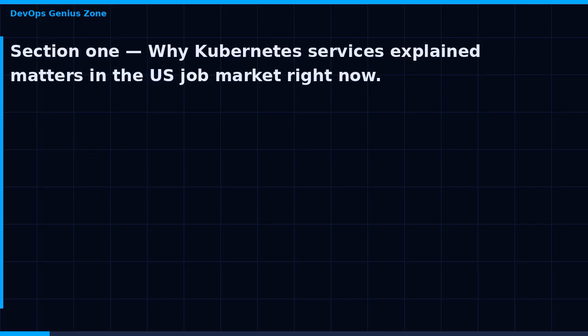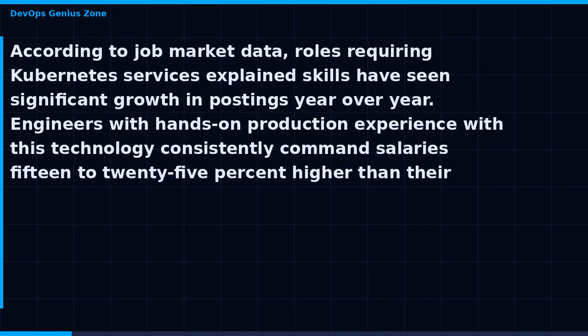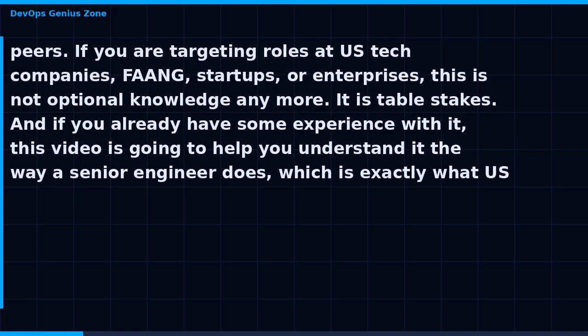Section 1: Why Kubernetes Services Explained matters in the US job market right now. Kubernetes is the container orchestration platform running at virtually every major US tech company. CKA and CKAD certifications are among the highest paying in the DevOps field. According to job market data, roles requiring Kubernetes Services Explained skills have seen significant growth in postings year over year. Engineers with hands-on production experience with this technology consistently command salaries 15 to 25% higher than their peers.